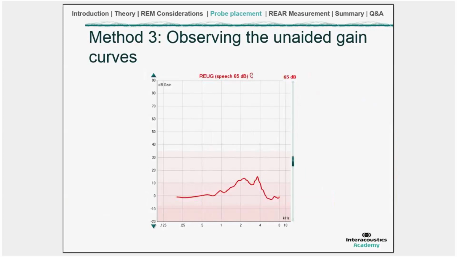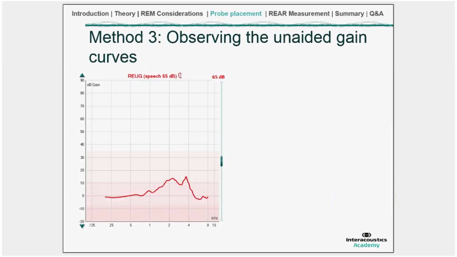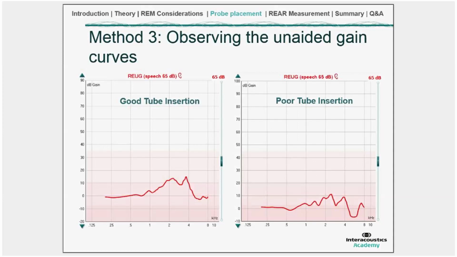If I show you an example of a poorly placed probe tube, here we can see that at -5, if I just put a little tick on it, the unaided gain curve has dipped below -5, suggesting that standing waves are present and that the probe tube is in a poor position. Whereas on the good probe tube insertion graph, we can see that at 6000 Hertz, it's above -5 dB. So we can say that's acceptable and the probe tube placement is good.